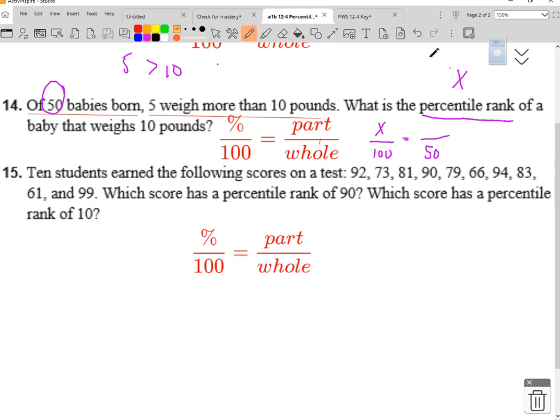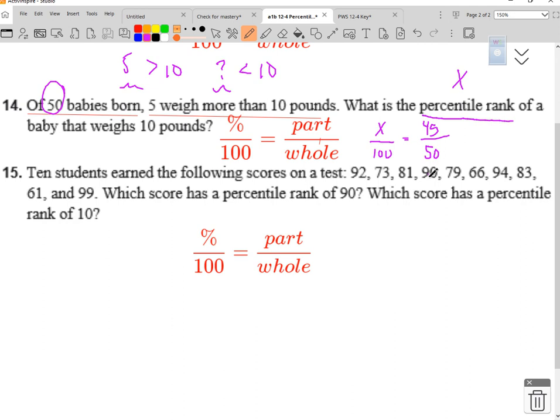50 babies born. Remember, the definition of percentile rank is that data value or less. So if there were 5 that were more than 10, how many were less than 10? So this number and this number have to equal the total, right? Yeah. Okay. So the question is, what is the percentile rank of a baby that weighs 10 pounds? So that 45 is what goes here.